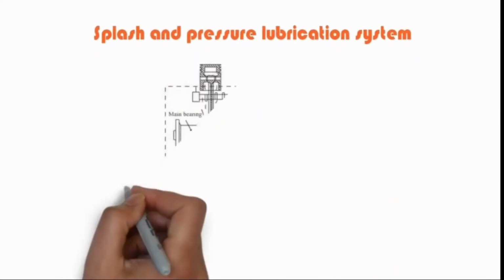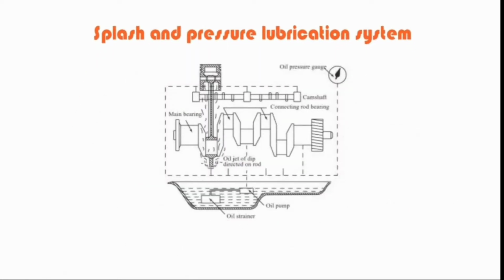Splash and pressure lubrication system. Splash and pressure lubrication system is a combination of splash and pressure systems, as shown in the figure. In this system, the lubricating oil is supplied by a pump, under pressure, to the main and camshaft bearings. The oil is also directed, in the form of spray, from a nozzle, or splashed by a scoop, or dipper, on the big end to lubricate bearings at the big end of the connecting rod, crank pin, gudgeon pin, piston rings and cylinder.